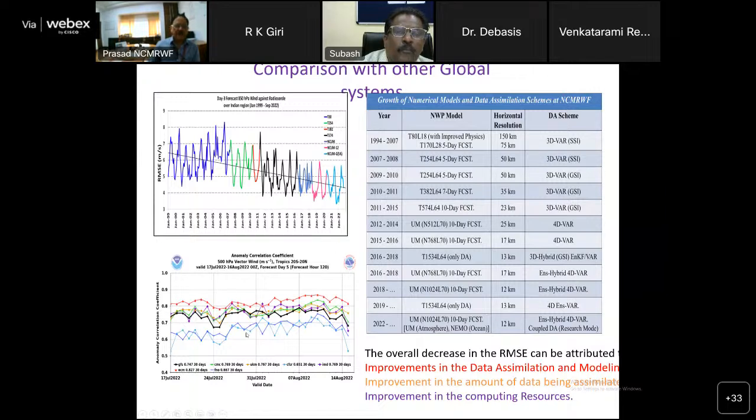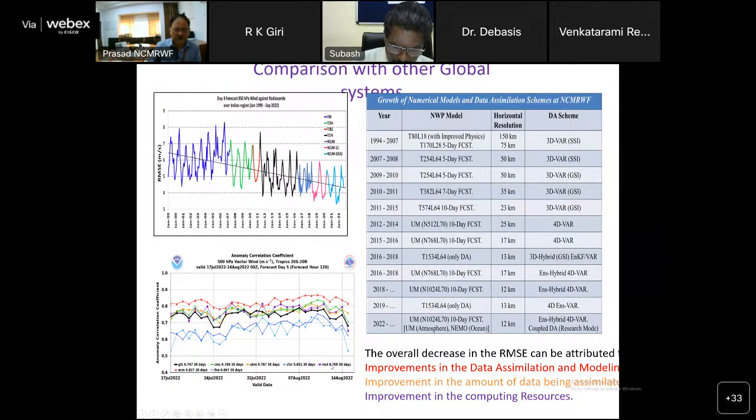And here you can see the comparison, not only at NCMRWF, you can see different international models compared against various international forecasts such as ECMWF, UK Met Office, and coupled CFSR, etc. These comparisons are carried out for November and September, and you can see this magenta line showing the NCMRWF Indian forecast, that has been very good for our tropical regions.